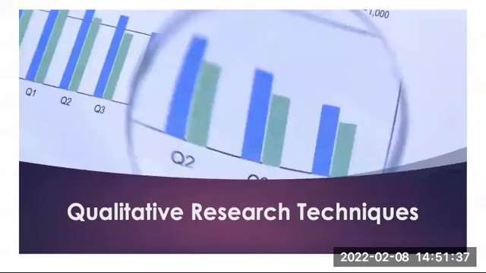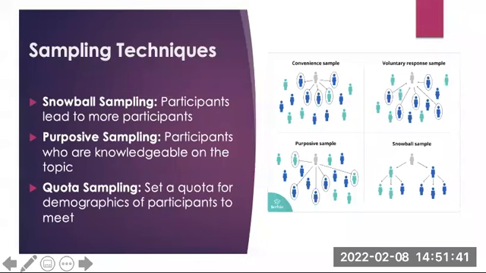So now let's talk about qualitative research techniques. Let's start off with sampling techniques. How do we recruit and sample for our study? These are some different ways that we can use in a qualitative study. One of them is called snowball sampling.